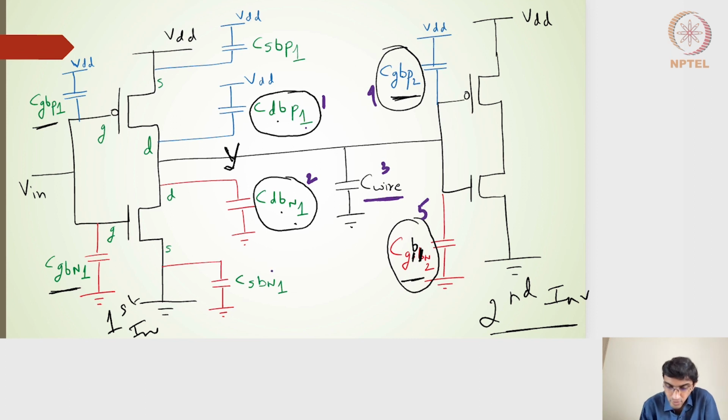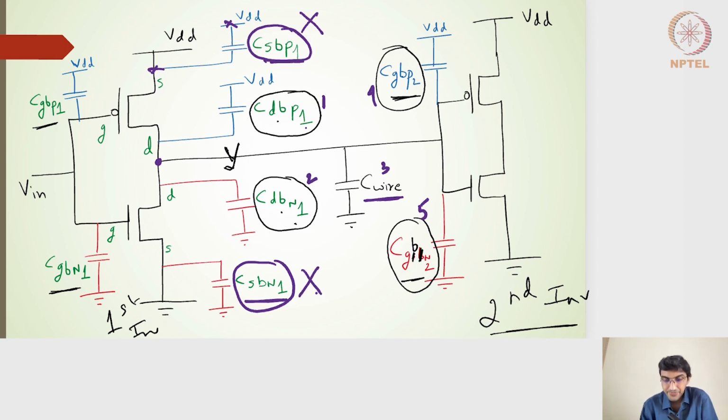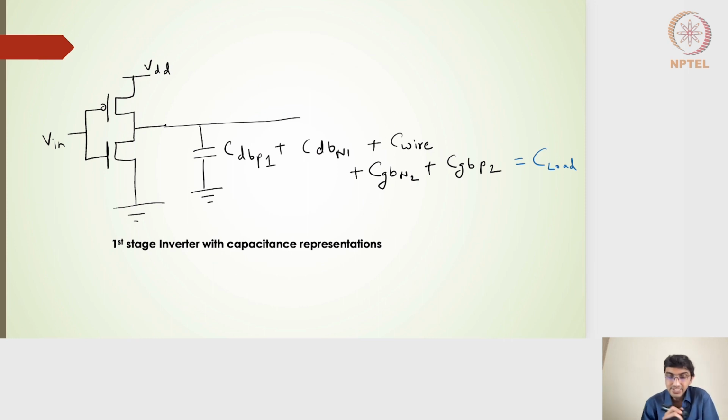Remember another piece of information: the source to body capacitances of the NMOS and the PMOS are connected to the same potential. So even if the output changes from 0 to 1 or 1 to 0, this will not have any effect. This particular capacitance we can ignore. On both terminals it is at ground, and if the output changes there won't be any effect, so this also we can ignore. So the 5 capacitances I can consider at the output node. So this is what we have.